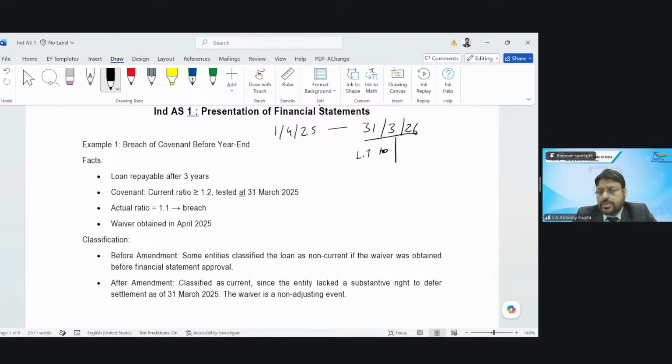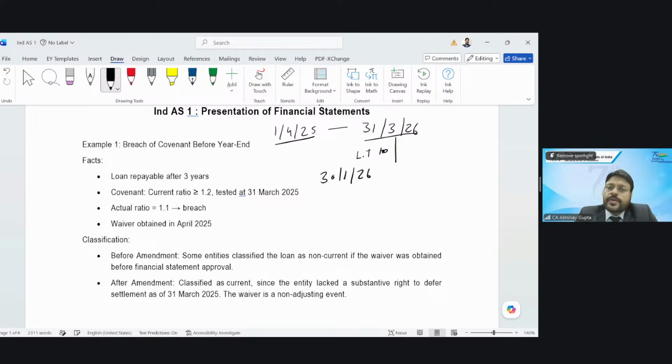Now the standard says, in case the company takes the approval or the waiver, right? Suppose I have defaulted. So this is the year 1st April 2025 to 31st March 2026. Suppose I defaulted on 30th January, right?